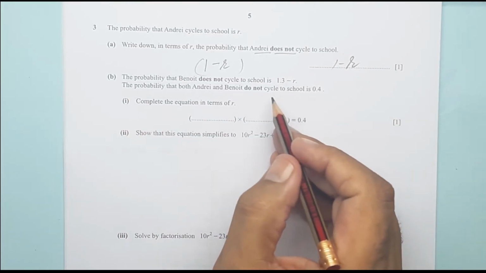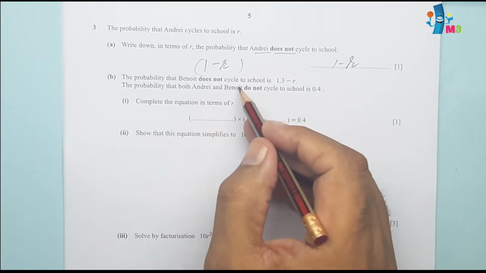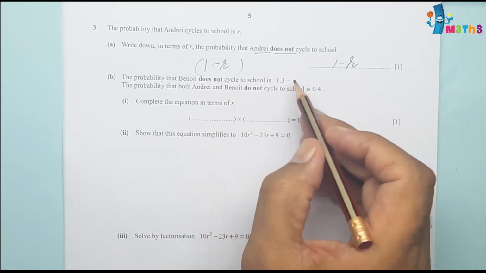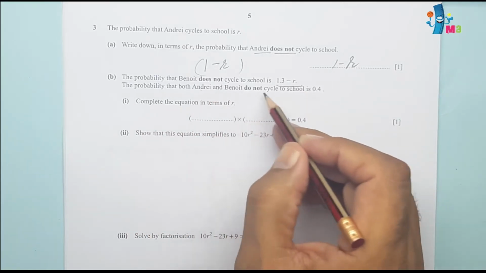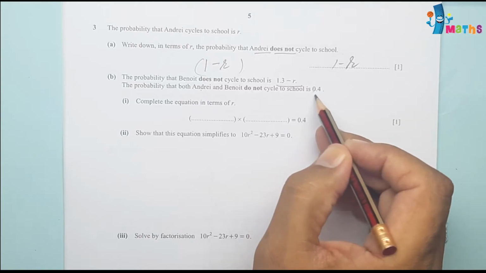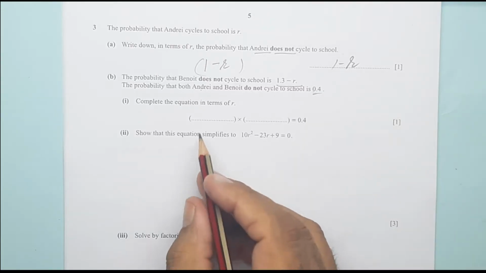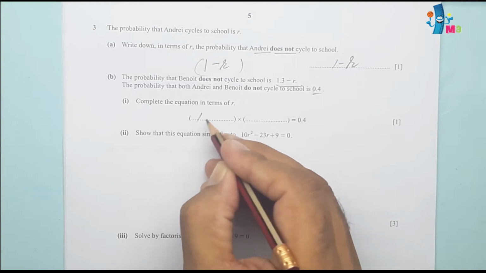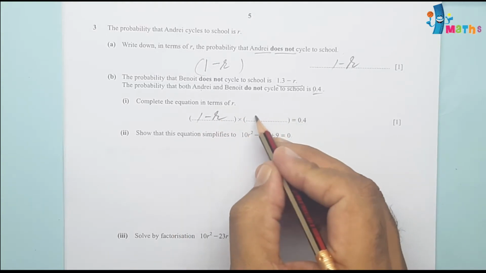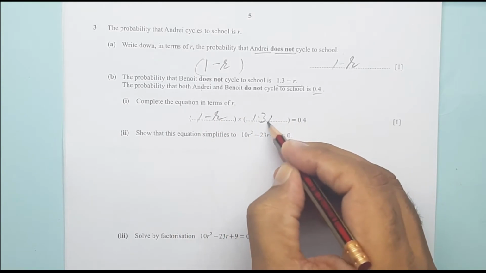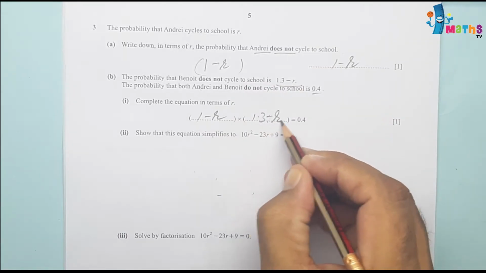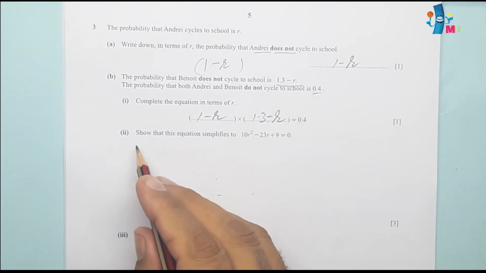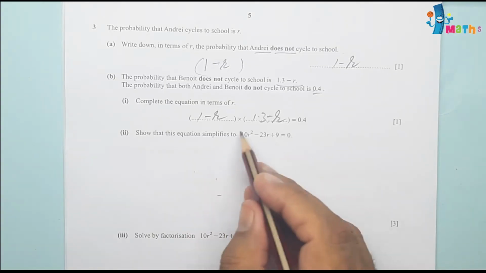B part, the probability that Benoit does not cycle to school is this one. The probability that both do not cycle to school is 0.4. So we'll be multiplying 1 minus r and 1.3 minus r. So we'll be writing like this. Then show that this equation simplifies to this one.